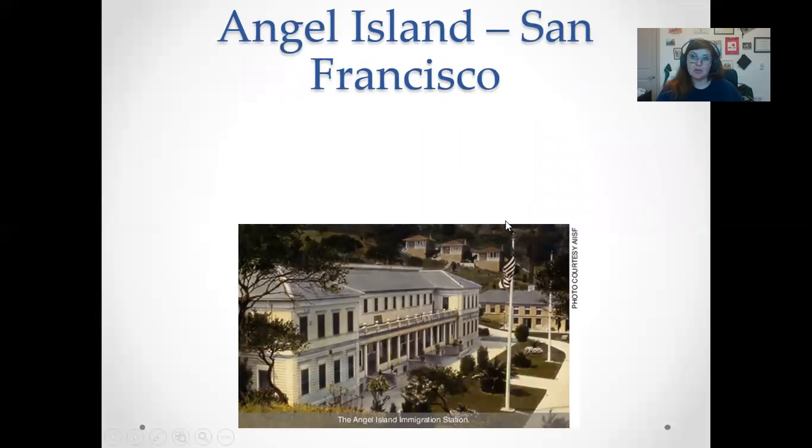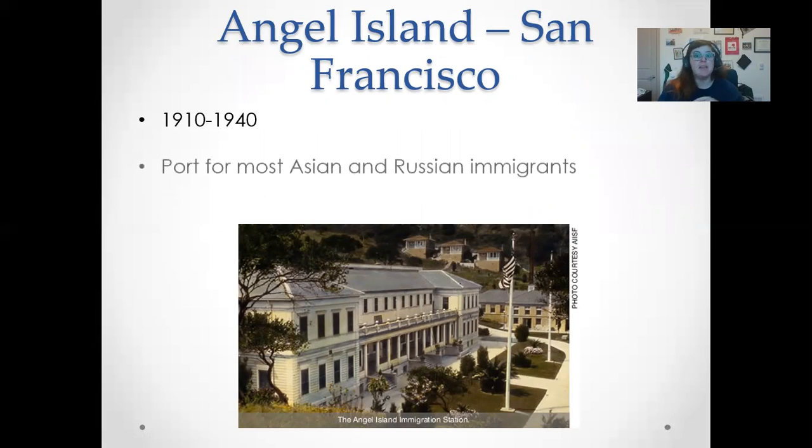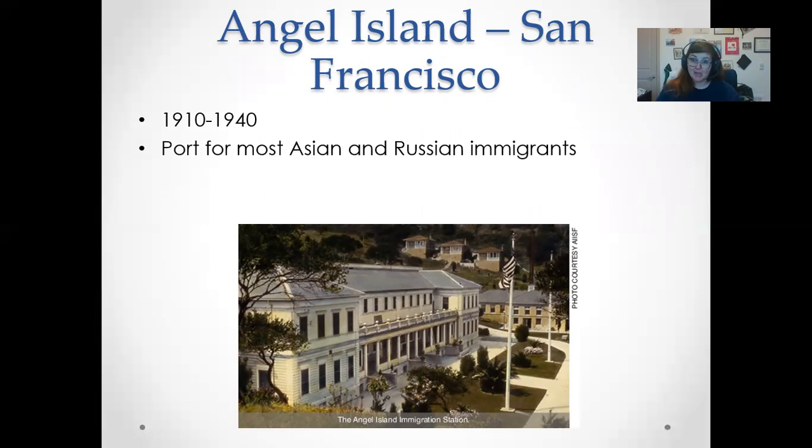The other port of entry was on the west coast, Angel Island, which is in the harbor of San Francisco Bay, right? And this was open a little bit later than Ellis Island. It was open from 1910 until World War II in 1940. And this was the port of entry for most Asian and Russian immigrants, right? So Russians, because the country is so big, some of them came over the Atlantic, some of them came over the Pacific. But primarily Chinese and Japanese and Korean people came through Angel Island, right?